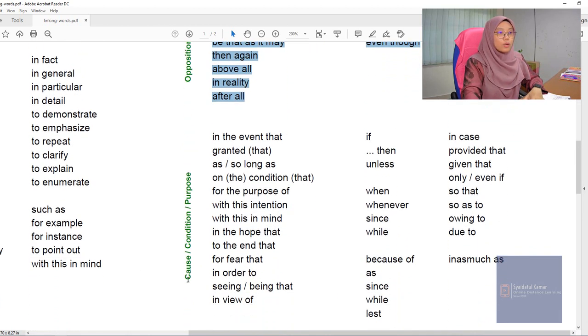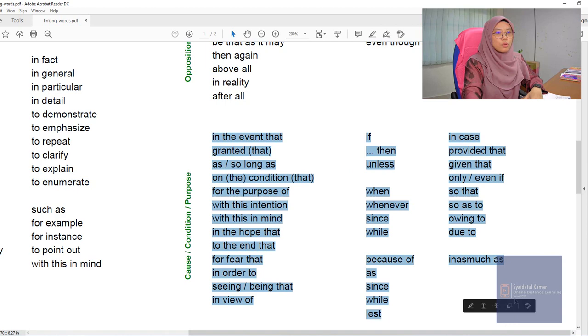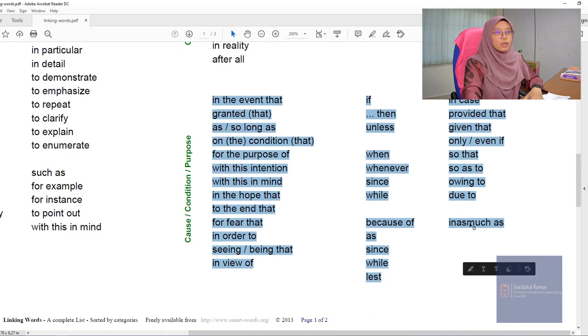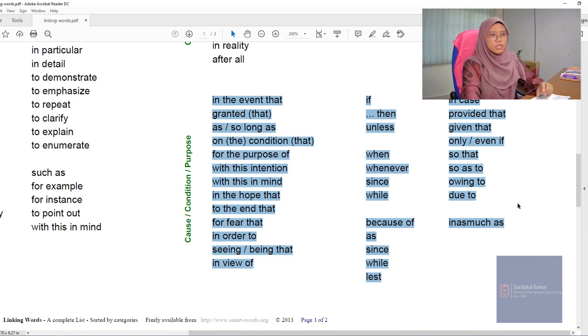And when you're talking about cause, condition, and purpose, here are some of the words or phrases that you can use. It's very interesting. You just have to memorize one or two, well, one is not enough, obviously. So I think you should memorize 5 phrases for each of the categories. But if you manage to memorize and use as many of the phrases as you can, that is even better.